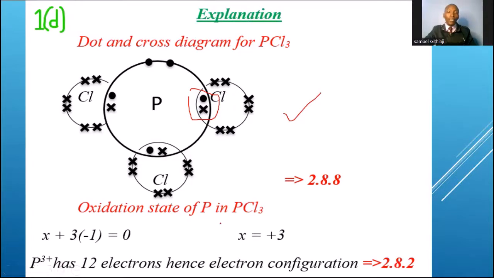Case number 2, the student could have calculated the oxidation number of phosphorus in this compound. So the oxidation number of phosphorus is X. The one for chlorine is -1 times 3, since there are 3 of them, equals 0. Then you work out and get 3. What does that mean? I'm working with phosphorus 3 plus, or 3 positive. That means it is phosphorus number 15, subtract 3, you get 12. So 12 electrons is the same as 2,8,2. Well, my student, that's how the student was supposed to reason for that question. Either way, the student could have reasoned it out and got the answer like that.